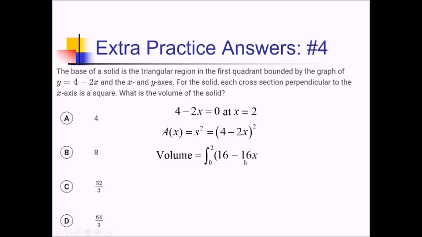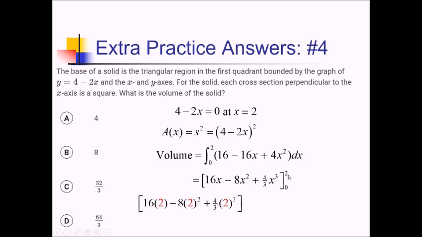So negative 16x. And then squaring this last piece, this is going to be plus 4x squared, all with a dx after it. Using my reverse power rule from left to right, I've got 16x for that antiderivative. And then this is going to be an x squared. Dividing by 2, we have minus 8x squared. And then over here, this bumps up to a 3. Dividing by that, we have plus 4/3 x cubed, all evaluated from 0 to 2. So I've got all of this stuff with 2 plugged in, minus all this stuff with 0 plugged in.